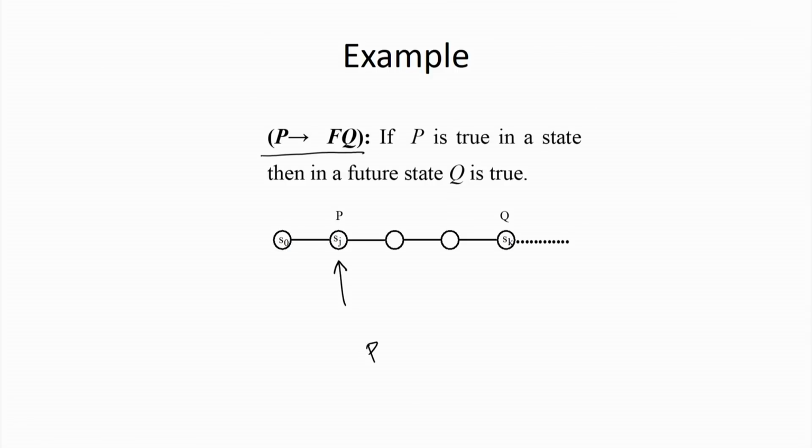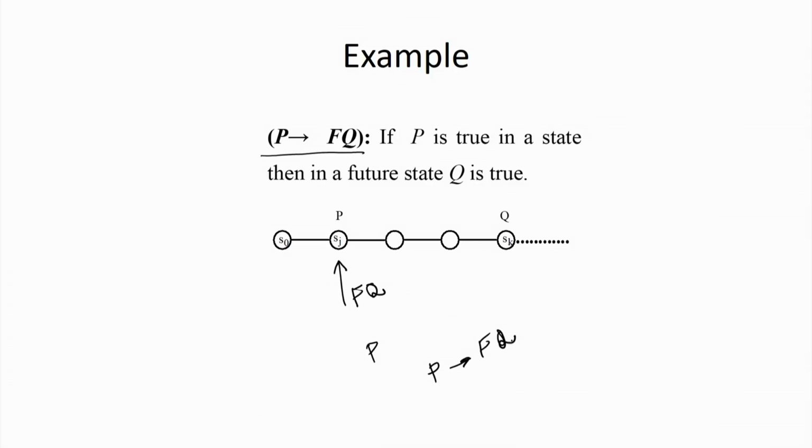And if I look into these things, you just see that if from S j you start in this particular way, somewhere in future we are going to get the S k state where q is true. So, in this particular state I can say that F q is true. So, when I look at this particular P implies F q.